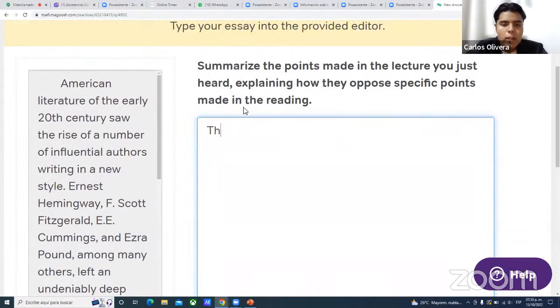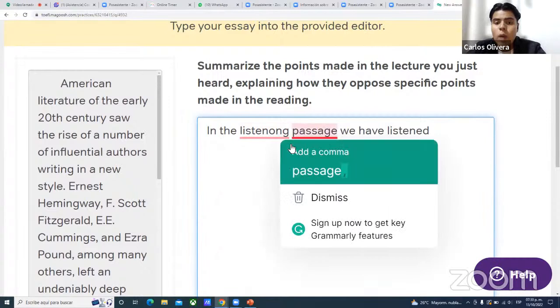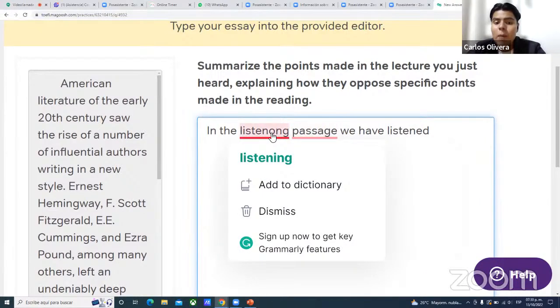In the listening passage, we have listened, right, etc. Well, here I want to clarify this. As you can see, in this case, it shows me here that my word is not written correctly. Why? Because I have Grammarly.